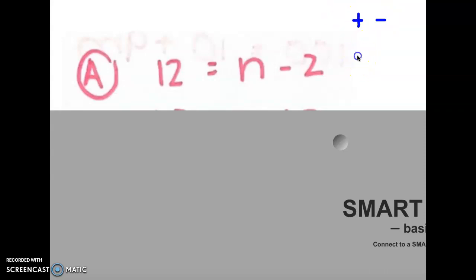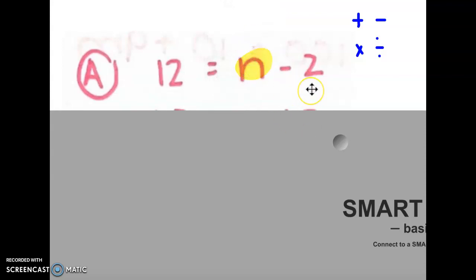And then multiplication, which I'll write as an x for now, and division are inverse operations, and they undo each other. To undo multiplying, you divide. To undo dividing, you multiply. So if we look here at this problem, remember we want to isolate the variable. We want to get this yellow n by itself.